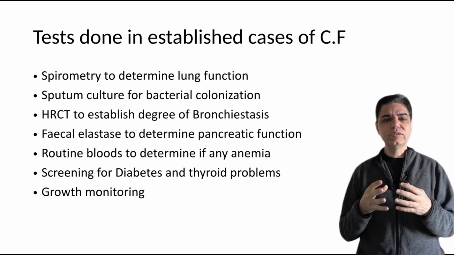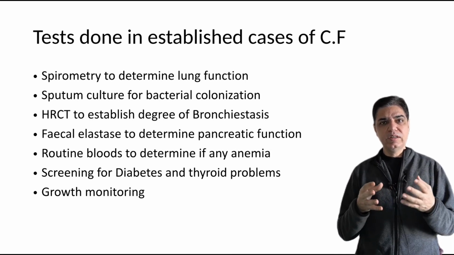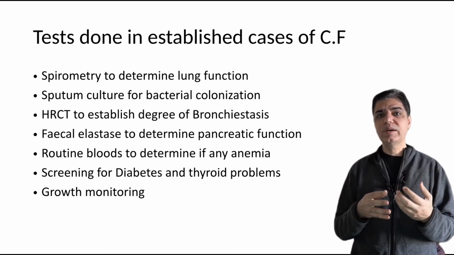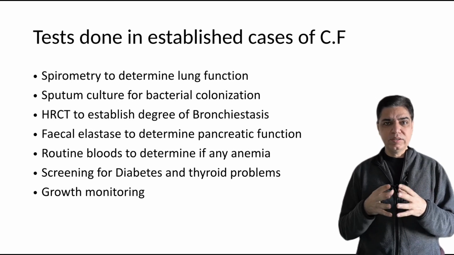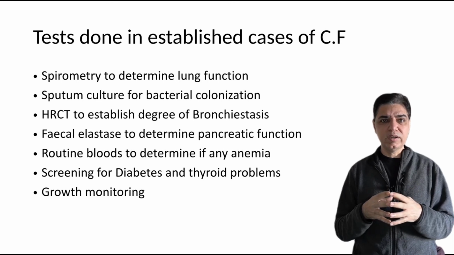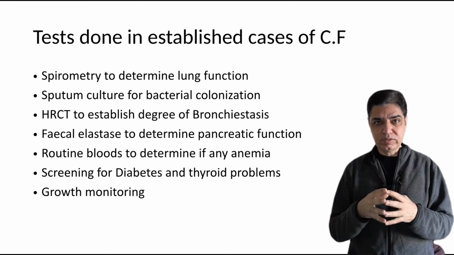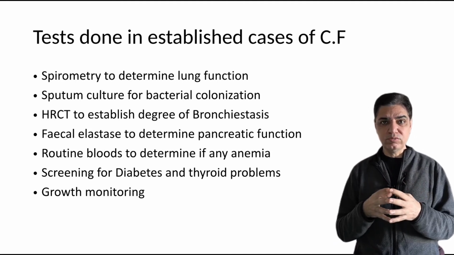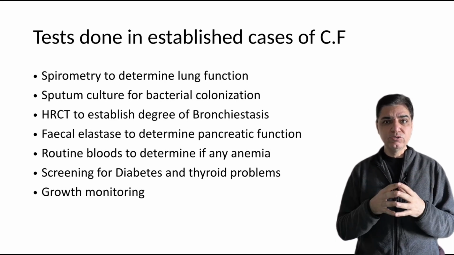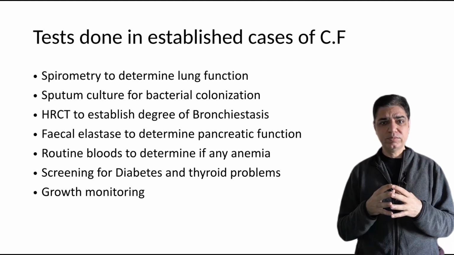We also do routine blood tests to determine the degree of anemia, because obviously these kids have malnutrition, they have failure to thrive, so they can become anemic over a period of time. Another reason that we do full blood count is that if we find neutropenia and thrombocytopenia, it might point towards a condition which might mimic cystic fibrosis, and that is Shwachman-Diamond syndrome. So again, that has to be differentiated, and usually in Shwachman-Diamond syndrome there is neutropenia and thrombocytopenia, which you normally don't see in cystic fibrosis.